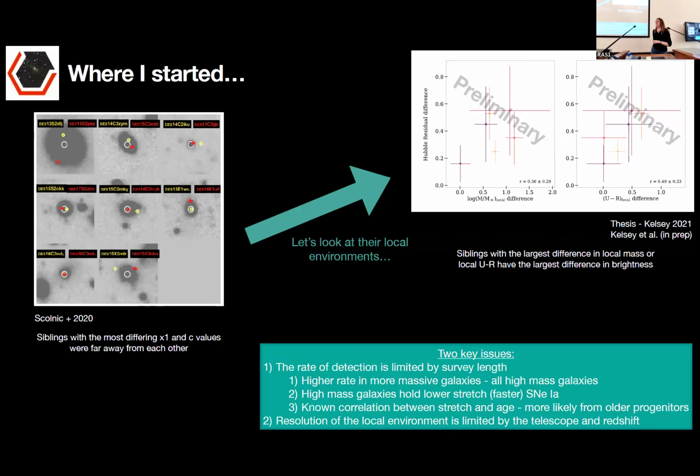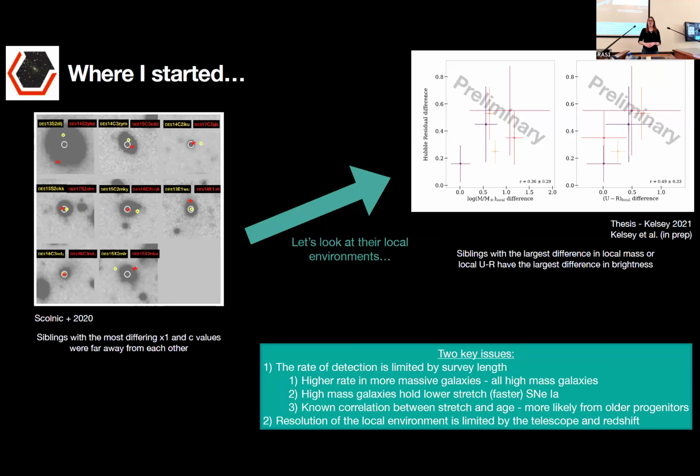So how did I start with this work? Let me take you back to the middle of lockdown. I think a lot of us were stuck at home, a little bit bored. I was trying to think up, okay, I need this last chapter for my thesis, something quite exploratory. And I was working in the Dark Energy Survey, and Dan Scolnic had recently put out his paper looking at supernova siblings. And in that paper, he concluded that siblings with the most differing stretch and color values were those that were furthest away from each other, or where one was at the center of the galaxy and one was at the outskirts of the galaxy.